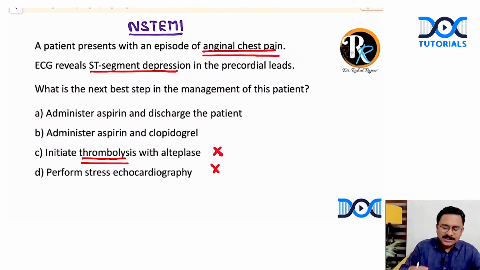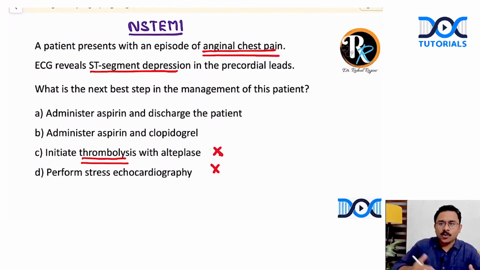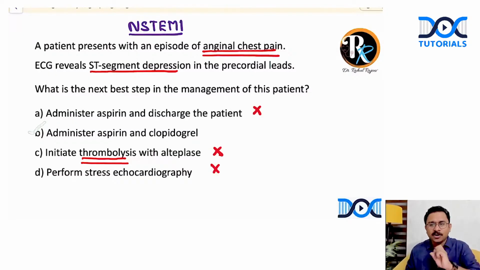Next, administer aspirin. So aspirin administration is important. But do you think anybody presenting with a non-ST elevation MI is going to be immediately discharged? No way. I'm eliminating this option as well. So my option for this particular question is administer aspirin and clopidogrel. Now you might ask me, sir, only aspirin and clopidogrel, is it enough? What about anticoagulation? Well, it was not mentioned in the option. So always in MCQ, you have to pick up the best option. Here anticoagulation was not mentioned in the option, hence we cannot take such an option. So this is the answer for this question.